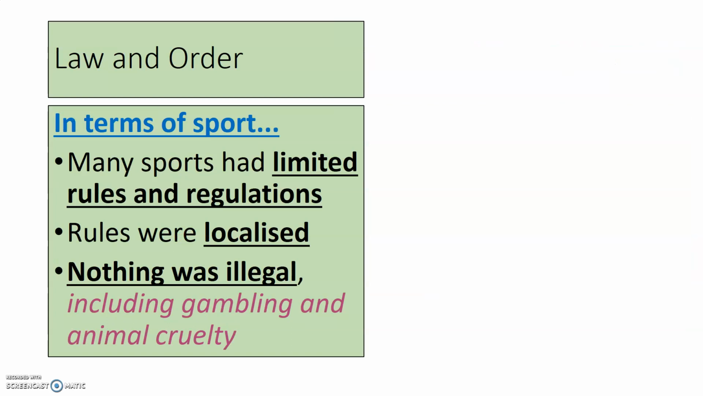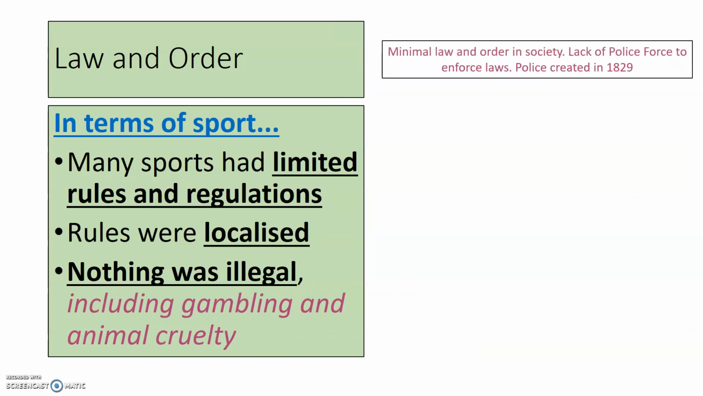Okay, let's move on to law and order next. If we look at the top right, first of all, we had minimal law and order in society. We had a lack of police force to enforce those rules. So that's what I mean by this society being harsh, being cruel and being violent. Police weren't created until 1829. So it was a bit of a dog-eat-dog world up until that point.